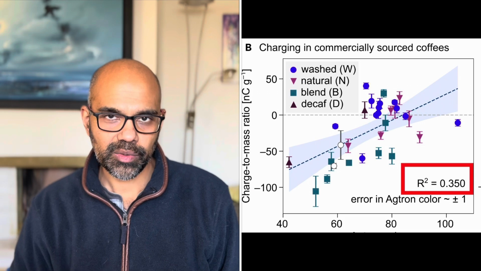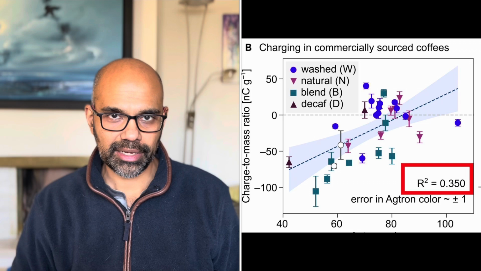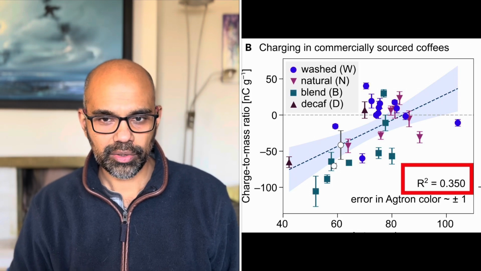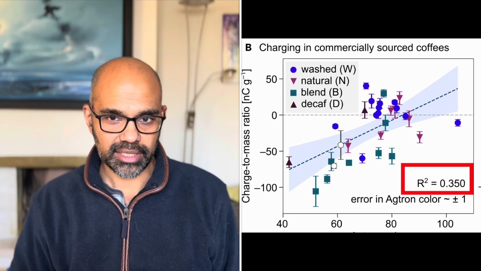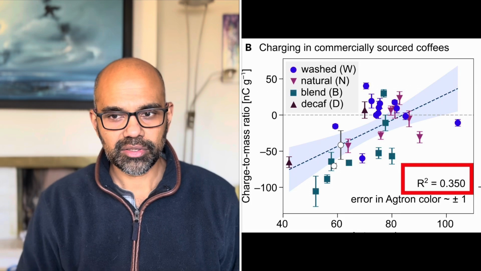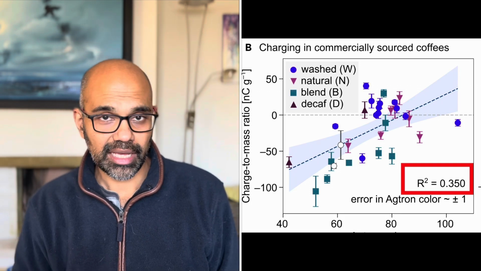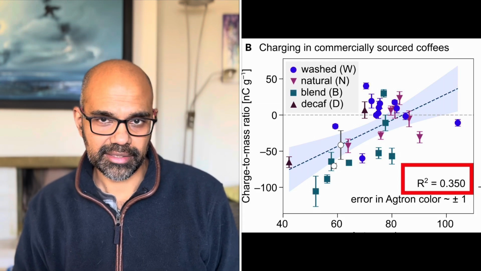You can see that the R-square value is 0.35, and for those of you who do not know what an R-square value is, it gives us an idea of how much of the charge is explained by the roast color. So an R-square of 0.35 means that about 35% of all the variation in the charge can be explained by the roast color, and the 65% is because of something else.